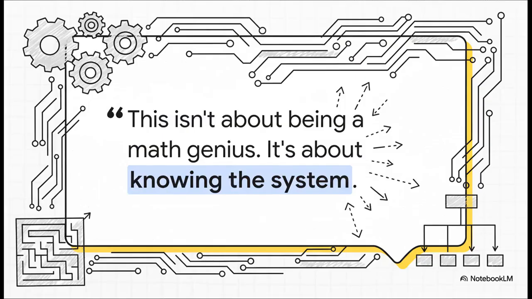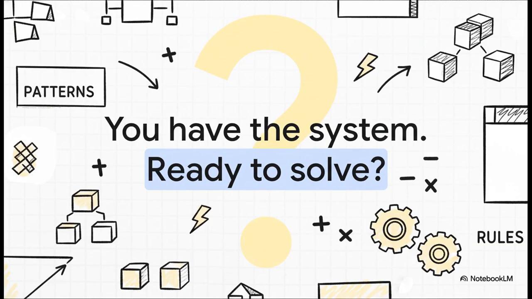Let's end with this thought, because it's really important. Speed and accuracy in these questions, they don't come from some kind of innate math talent. They come from recognizing the pattern and executing a pre-planned, systematic solution. You're not solving a puzzle, you're running a program. So that's the simplification code all broken down. You now have the patterns, you have the rules, and you have the templates. You have the system. So the only question left is, are you ready to use it?